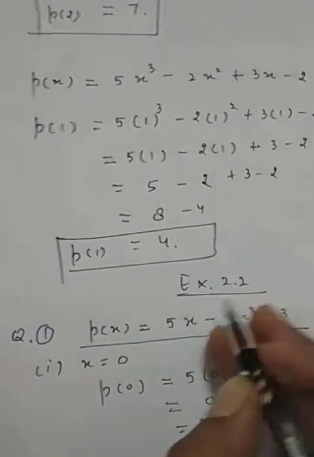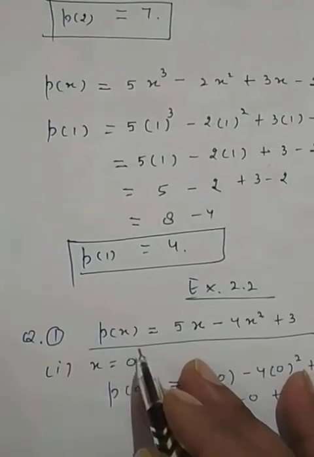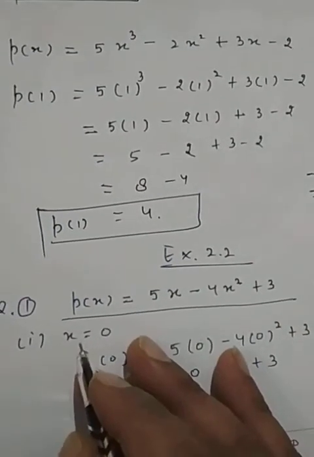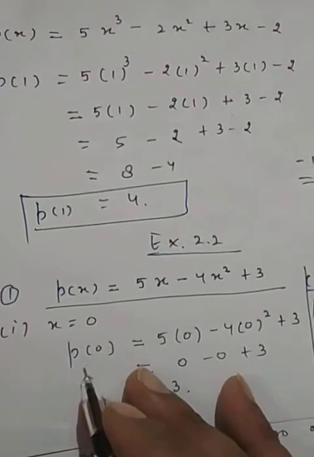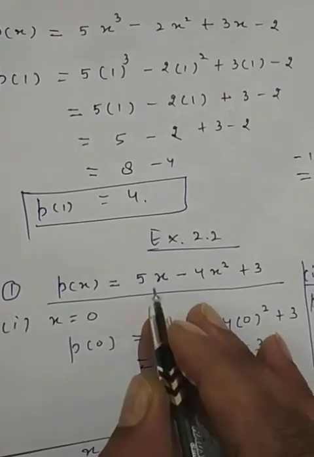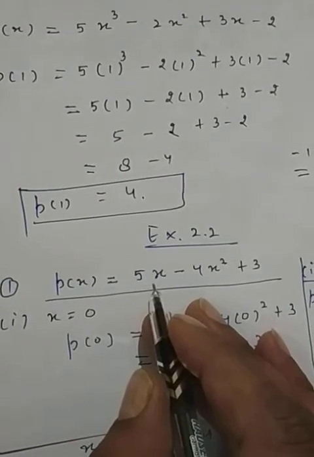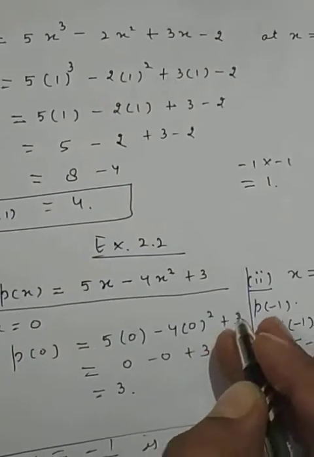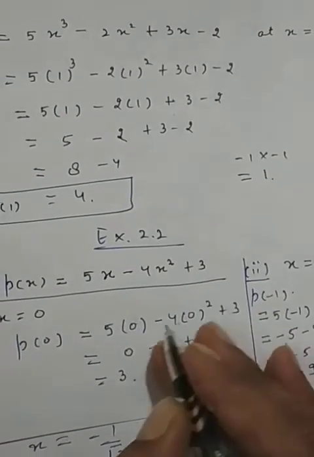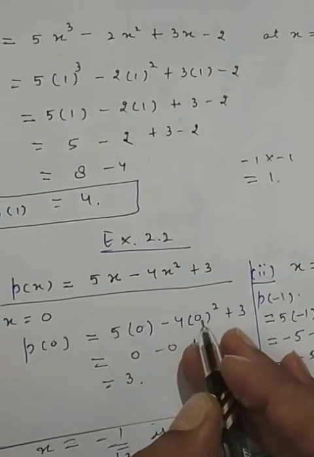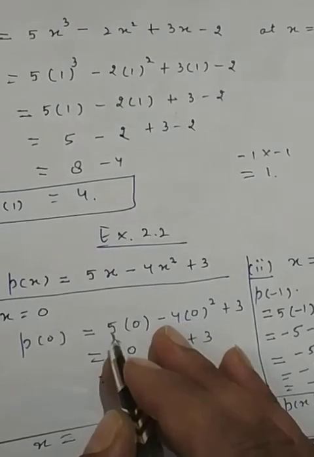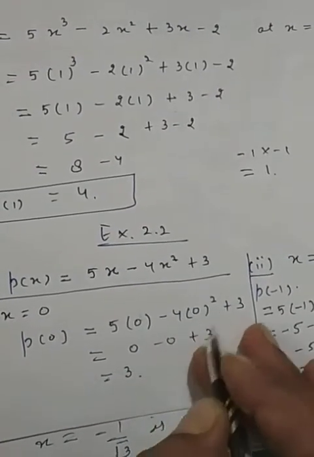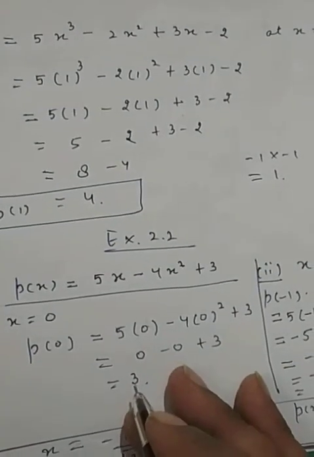Let's go for exercise 2.2. Here p(x) is equal to 5x minus 4x square plus 3 and the indicated value is x equals 0. Now p(0) is equal to, in place of x you have to put the value x equals 0. 5 into 0 minus 4 into 0 square plus 3. This is the constant term. Any power of 0 is always 0 and multiplication with 0 of any real number is 0. So 5 into 0 is 0, 4 into 0 is 0, plus 3. So obtained value is 3.